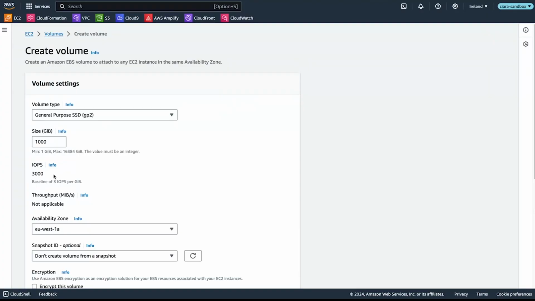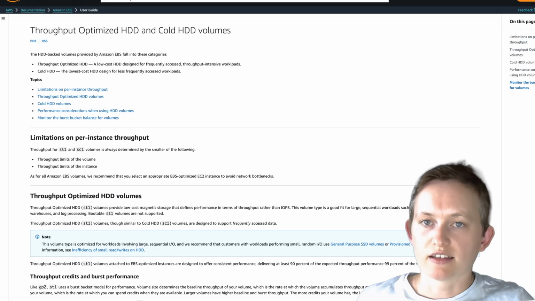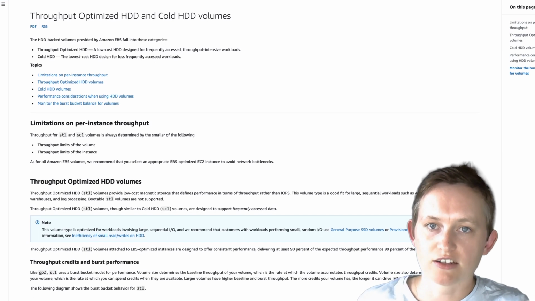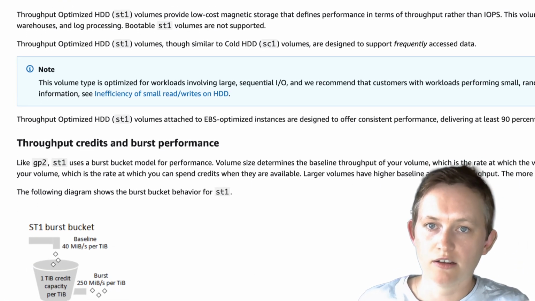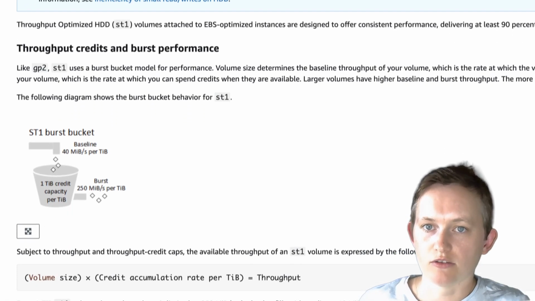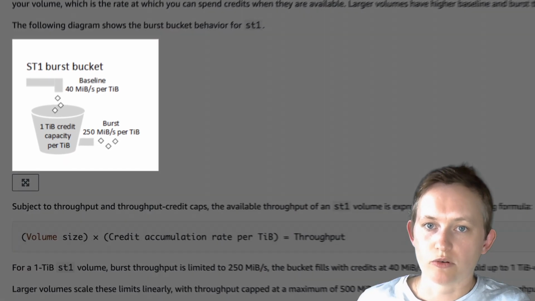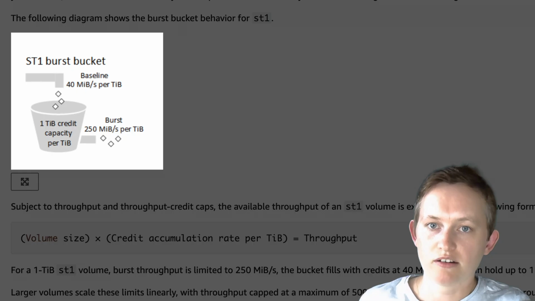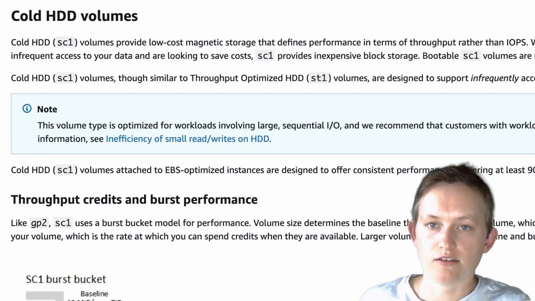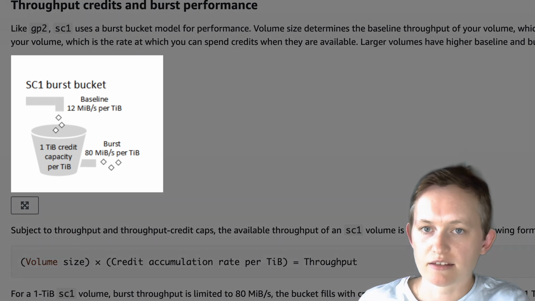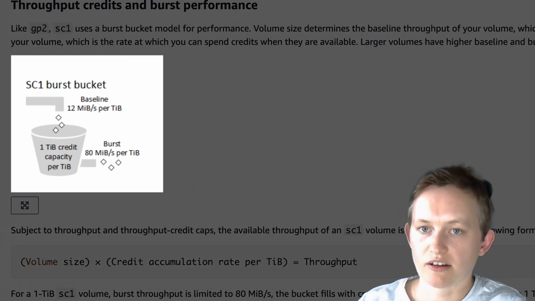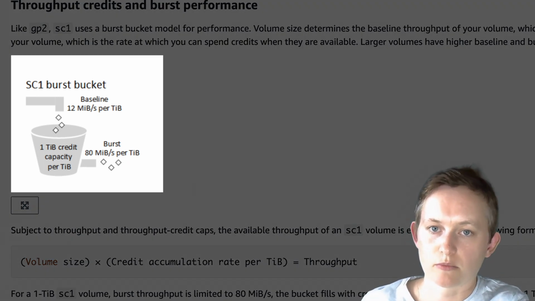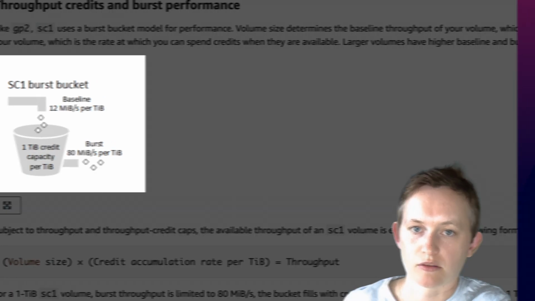Just to note, this burst model also applies to your HDD volumes. Your ST1, your throughput optimized HDD volume, has a baseline throughput of 40 megabytes per terabyte, and with burst credits available, it can burst up to a maximum of 250 megabytes per second. And your cold HDD volumes, your SC1, have a baseline throughput of 12 megabytes per terabyte, and have burst credits that can burst up to a maximum of 80 megabytes per terabyte.